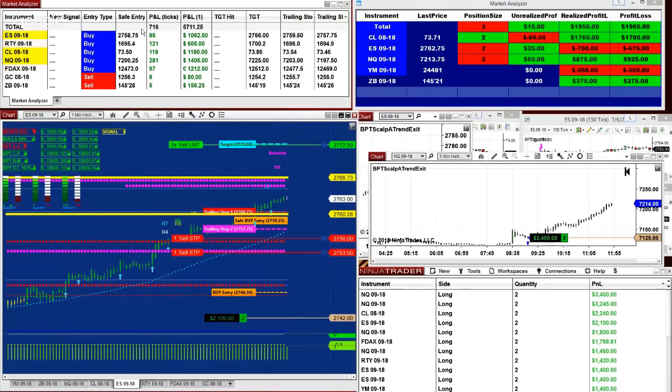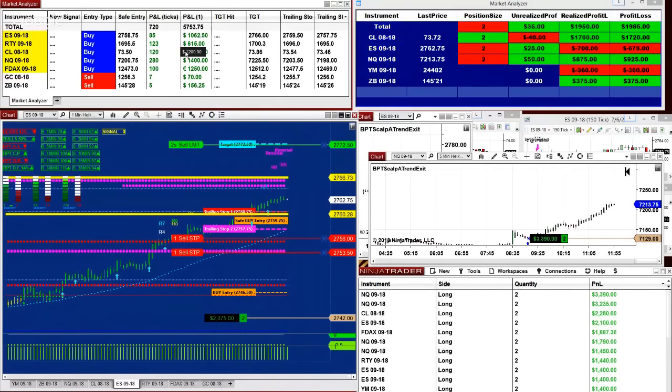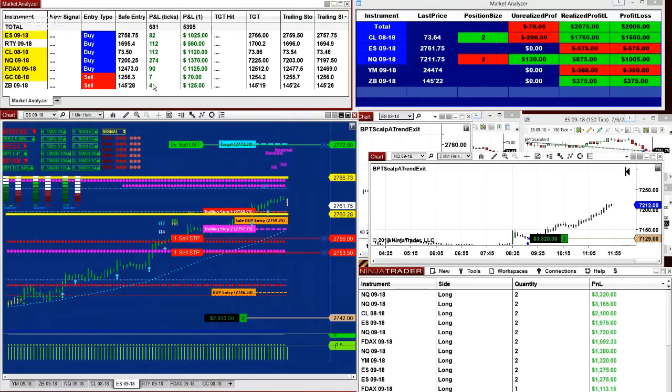At the moment, from the last signal, we have 716 ticks, 5723.75. The market analyzer is based on 1 minute and one contract only. ES, one contract, 85 ticks, 84 ticks. Russell, 118 ticks. CL, 117 ticks. NASDAQ, 276 ticks, based on all of them one contract, 1 minute. 94 ticks DAX, 7 ticks. It's like we are a beggar. 7 ticks on the gold and 30-year treasury bond.